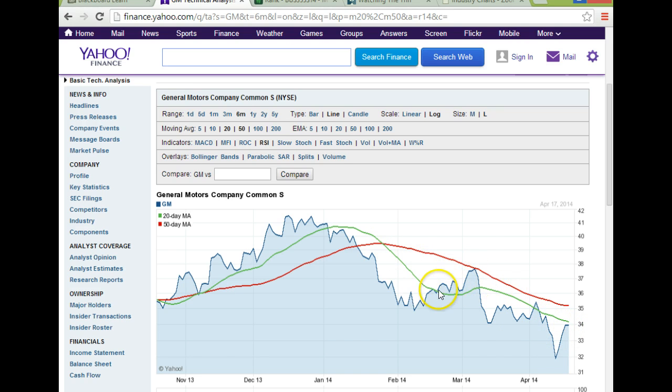And it's been testing. It successfully broke the resistance of the 20-day, but it's been having a hard time breaking the 50-day and getting through that resistance. So right now, the stock is still in a sell position right here because it's below the 50 and the 20. But if this can manage to break through the 20-day, then break through the 50-day, and then the 20-day will move above the 50-day again, that would be three buy signals. So before you buy GM, I would suggest waiting for the stock to go above the 20 and the 50.